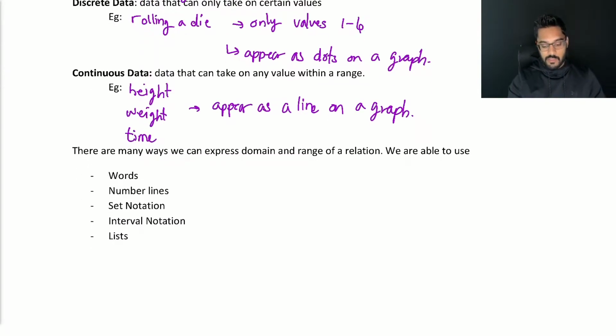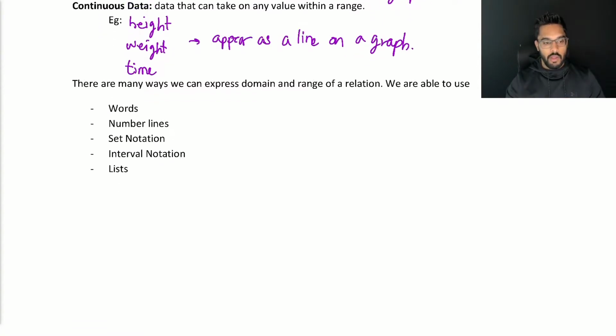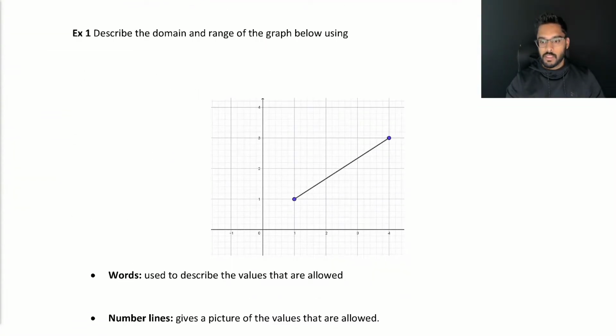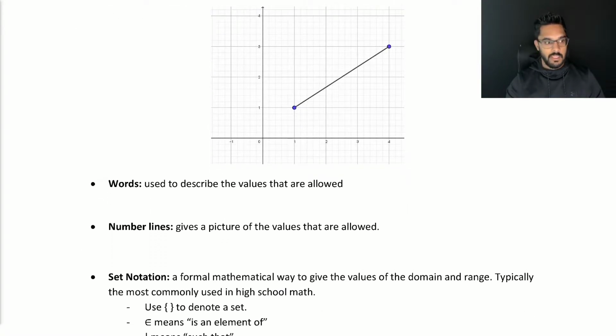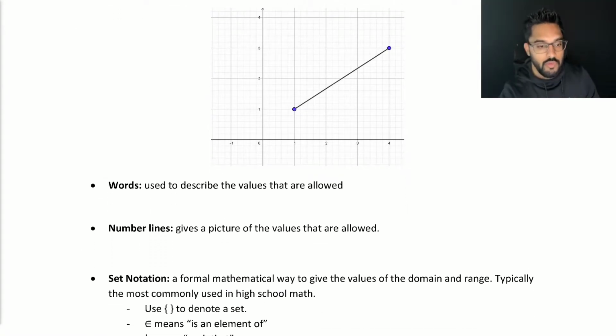Okay, there's a bunch of different ways you can express the domain and range. You could use words, number lines, what we call set notation, which is the one people usually struggle with. Interval notation is the easier of the two, and then lists. So we'll see what happens when we look at all of these. So let's take a look at a graph that looks like this one. Okay, and we'll do all 5, just so we can see exactly what it's going to look like.